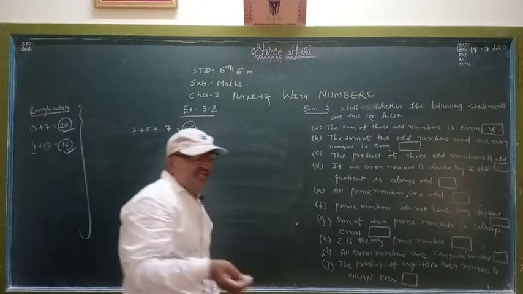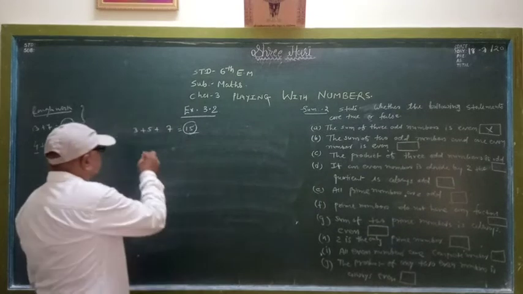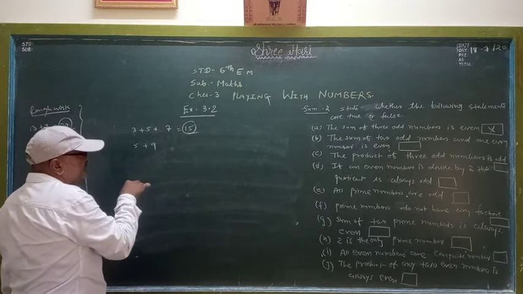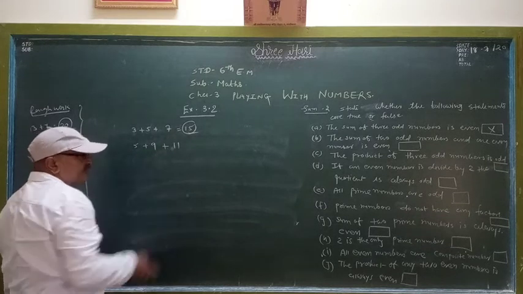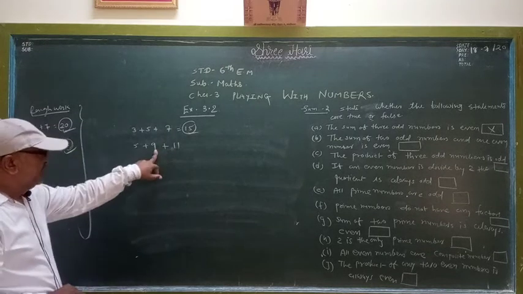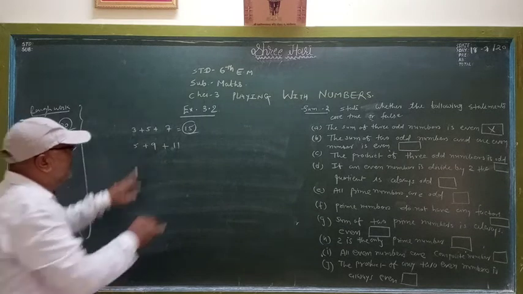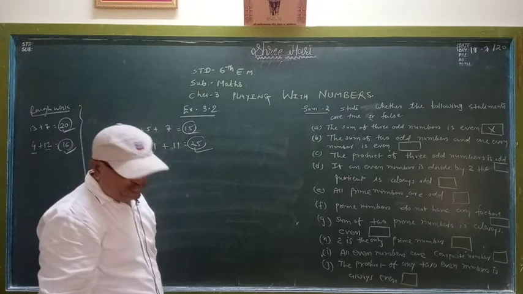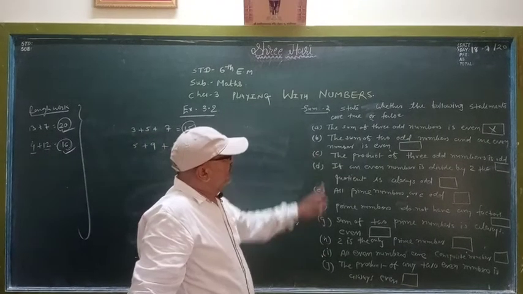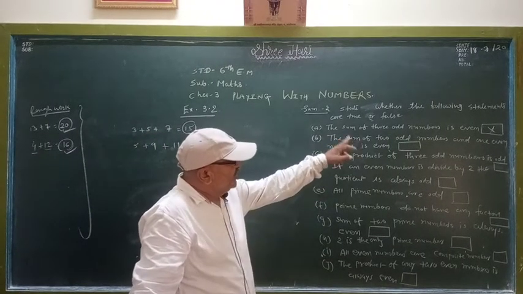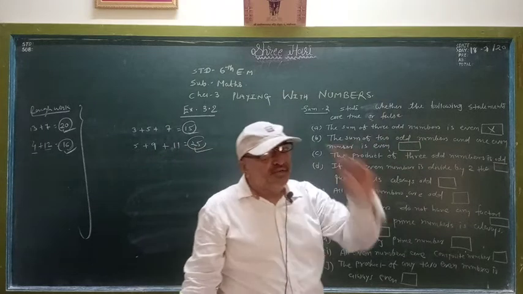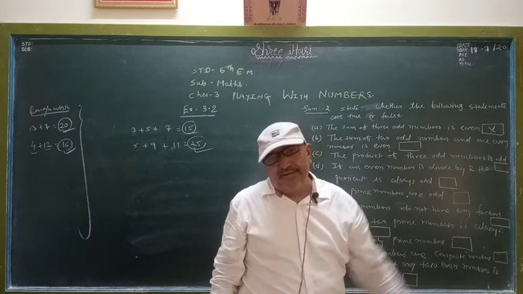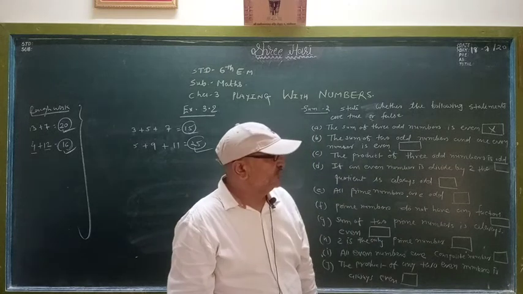Check another example. 5 is odd, 9 is odd and 11 is odd. 11 plus 9, 20, 20 plus 5, 25. It is also odd. The sum of three odd numbers is not even but odd. So the first statement is false.